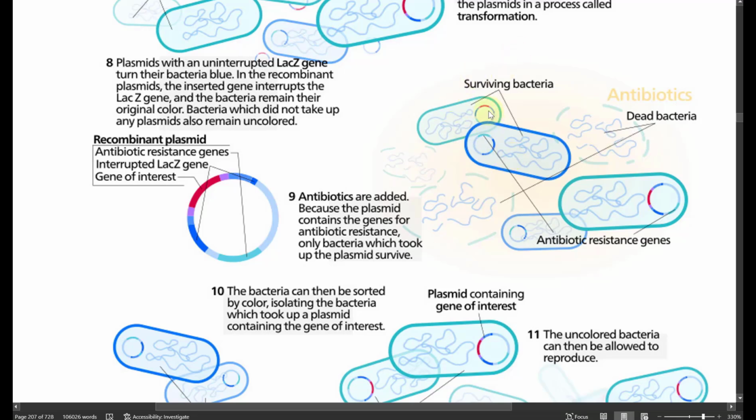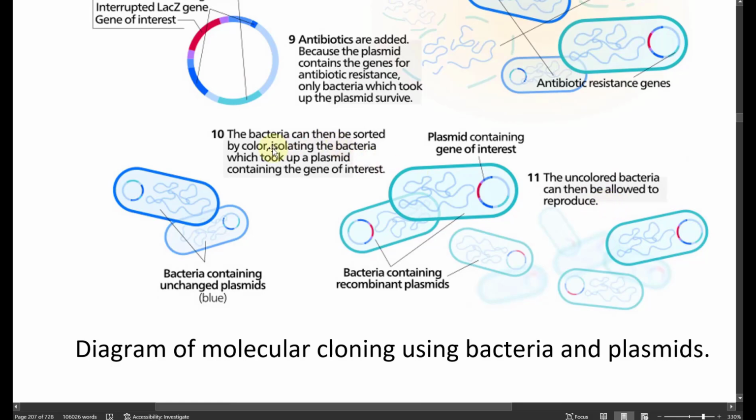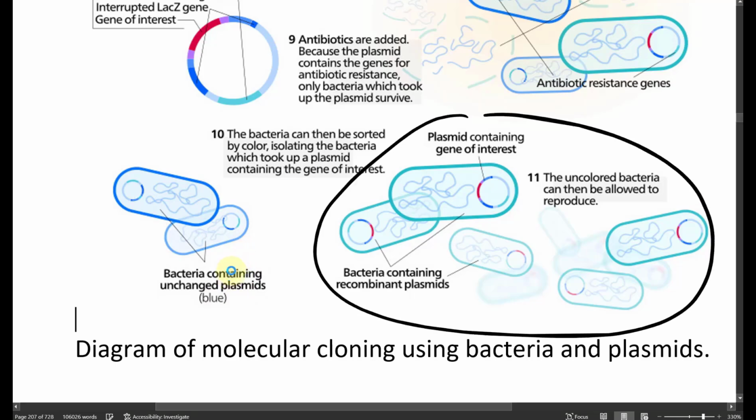And again, the plasmid of both have the antibiotic resistance genes inside. Now the next step is 10. The bacteria can then be sorted by color, isolating the bacteria which took up a plasmid containing the gene of interest. So now you have bacteria containing unchanged plasmids in blue, and then you have the not blue, the surviving ones, that have the plasmid containing the gene of interest. So you have the recombinant plasmid and bacteria containing recombinant plasmids.